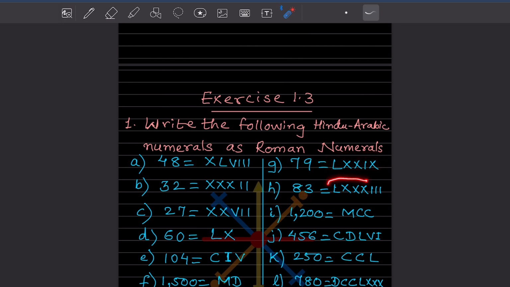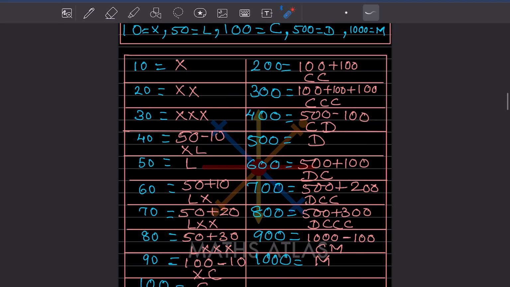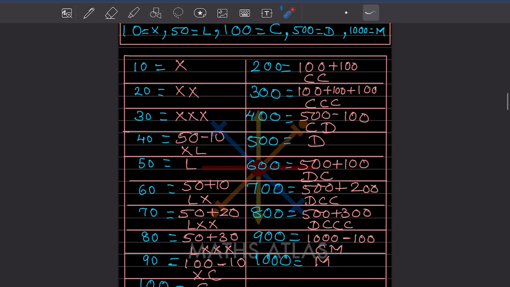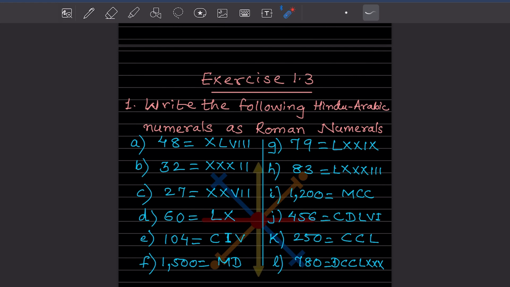83. Then 1200. 1000 is here, 200 over here. Now you have seen this table, no? So I think you should pause and note down the table, because this table is very important. Okay, so you will be able to do any number. Now look at here, that is 456. So 400, that is CD. 50 is L and 6. Now 250. This is 200 and this is 50. Again this is 700.